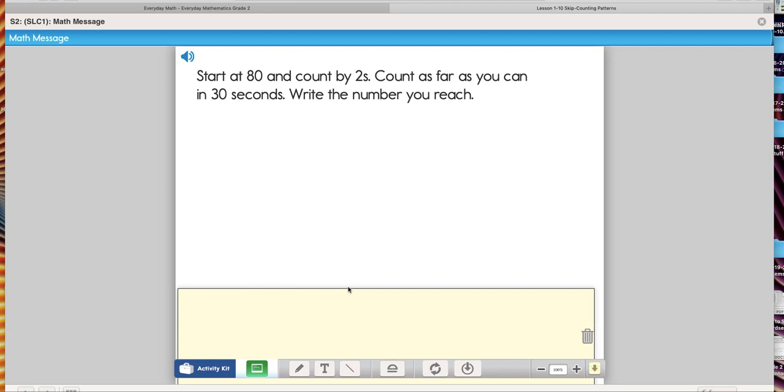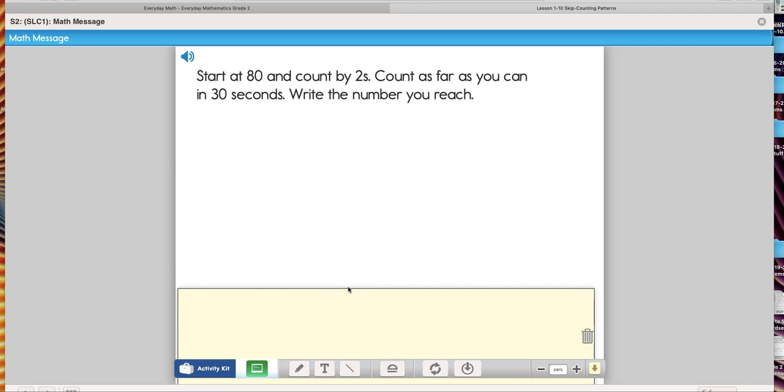So we're going to practice this together a little bit. We're going to start at 80, and we're going to count by twos. Those of you coming in, go ahead and put that reader's notebook away. And we're going to do some pattern counting by twos. Ready? We're all going to start at 80 and count by twos.